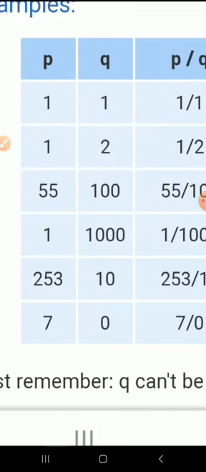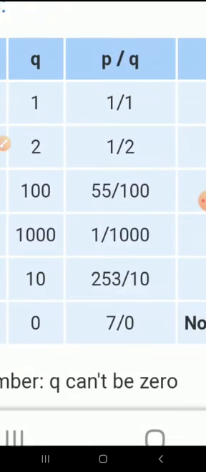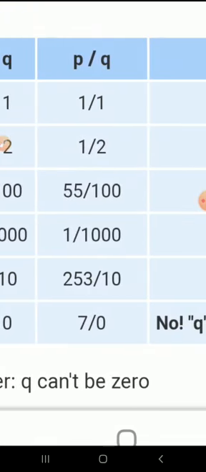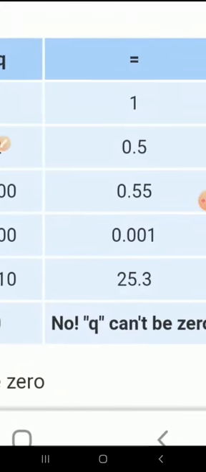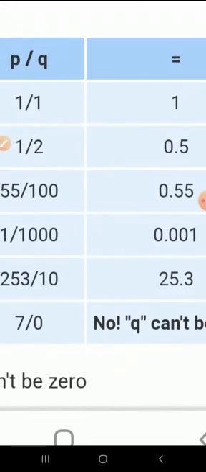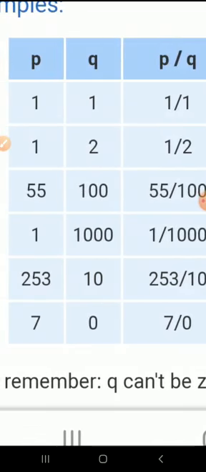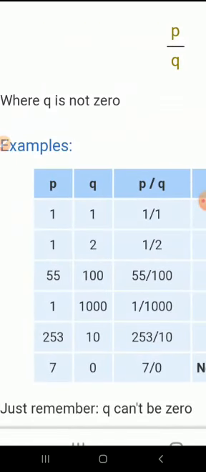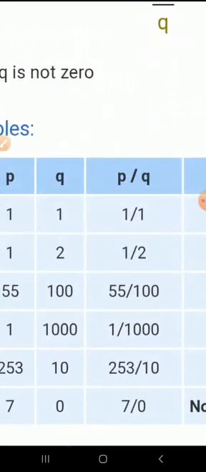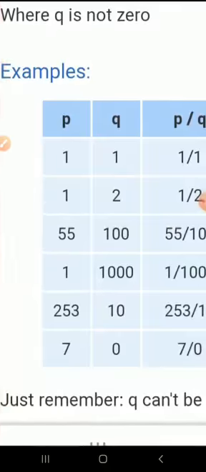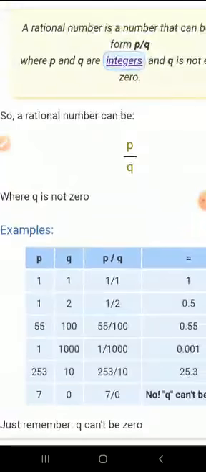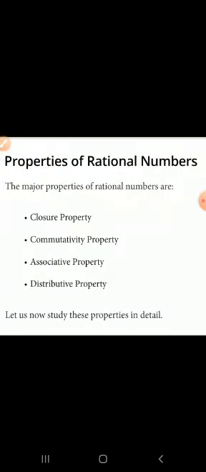If P is 7, Q is 0, so P upon Q will be 7 upon 0. So no, it will not be a rational number because the denominator, that is Q, can't be 0. So you have to remember that rational numbers are always in the format of P upon Q, but always remember that Q can't be 0 in it. Proceeding with this, hope the definition of rational numbers is clear to you.